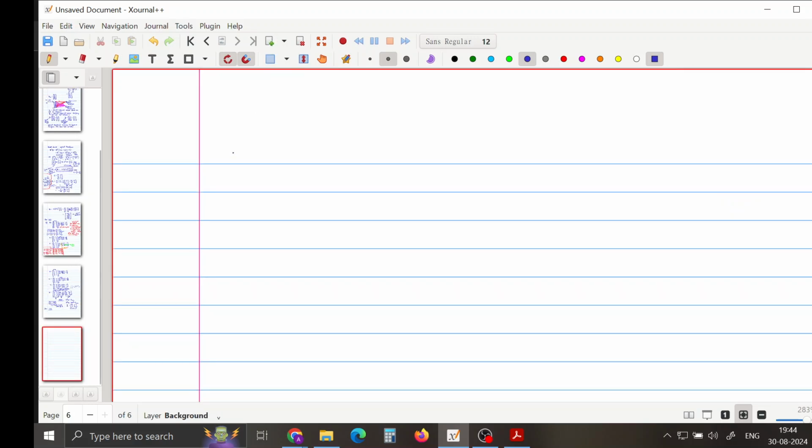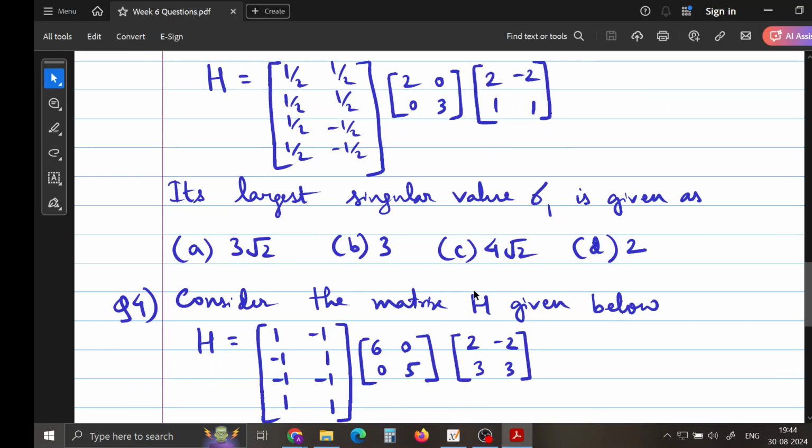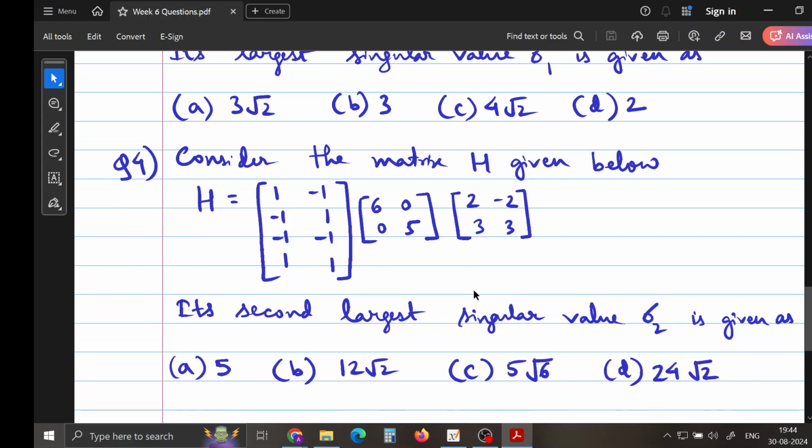All right. And now for the fourth question. Actually, the fourth question is along similar lines. It's a similar question, except we are asked to find the second largest singular value in this case, which is our sigma 2. So once we convert that into the desired form, we have to pick sigma 2, not sigma 1. Okay, the second largest one.